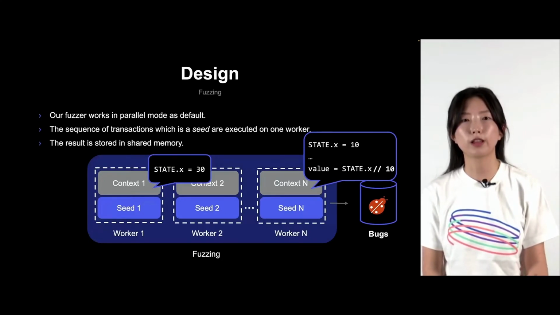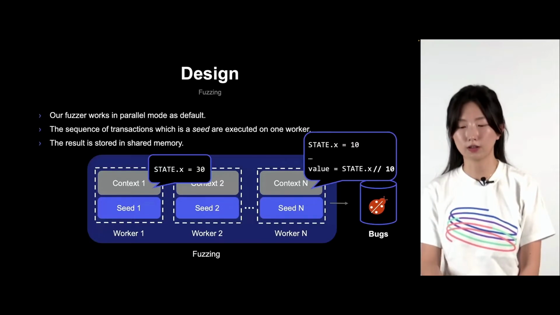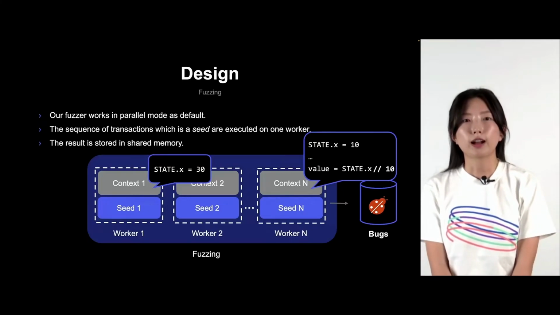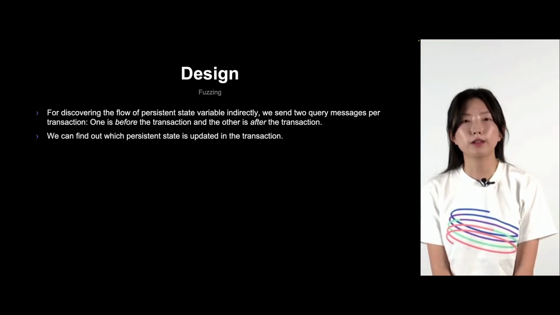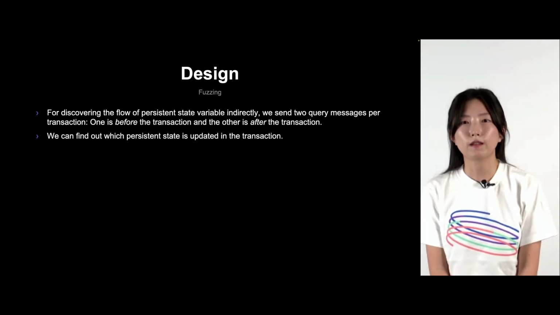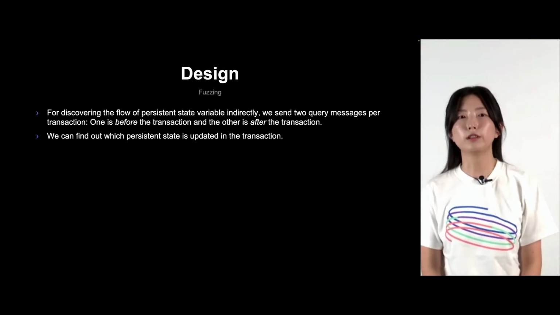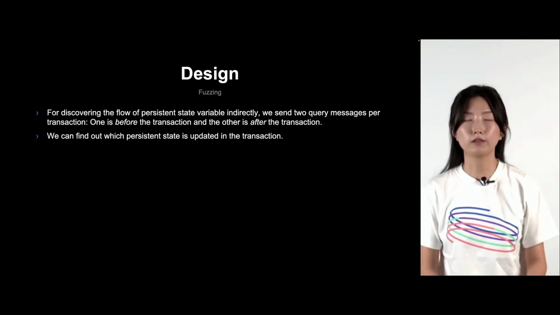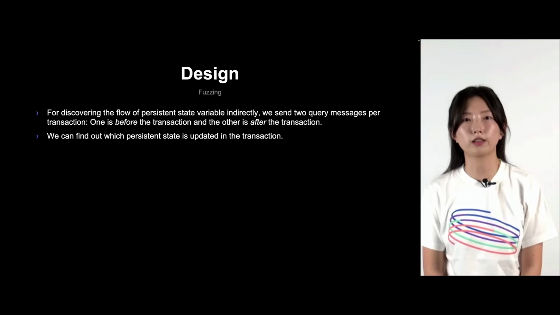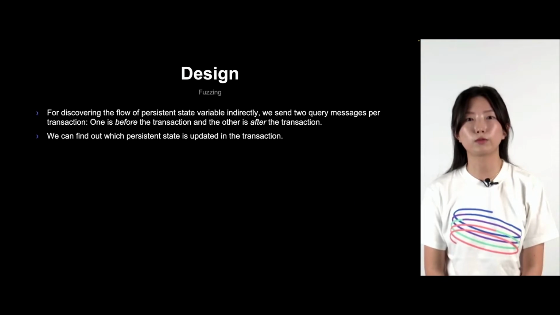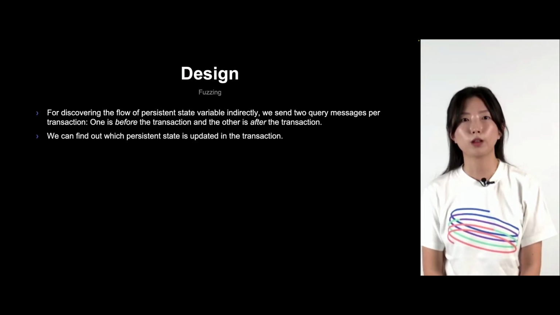If you find a bug in a worker, the result is stored in the shared memory, and you also store the information needed for fuzzing feedback. I talked about feedback earlier. Feedback is a mechanism to make the fuzzing more efficient. In order to indirectly find out the flow of state variables, we use the query message. Before and after one transaction, if you send the query message delivering the state value, then you know which state had changed. By executing that transaction, you can store the information about a change in a certain state.